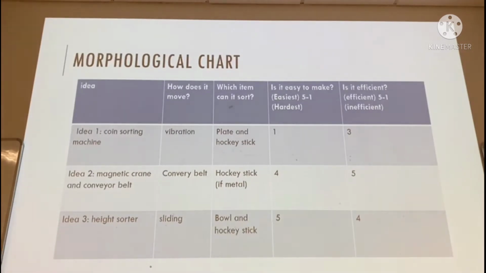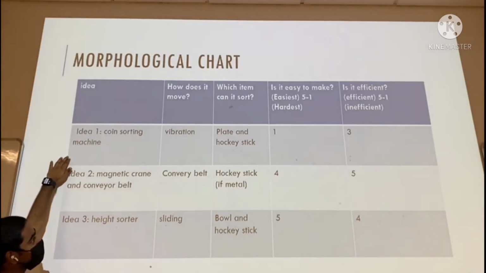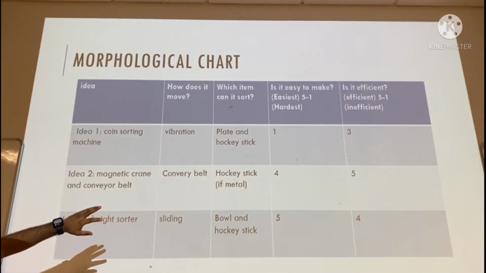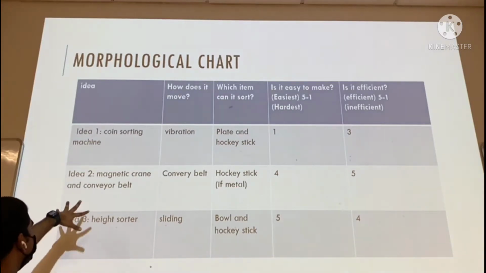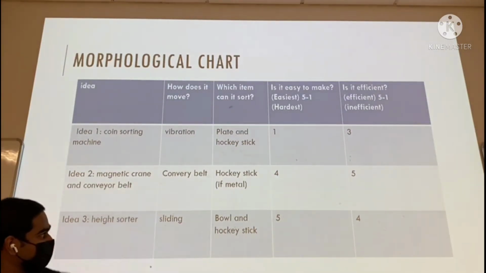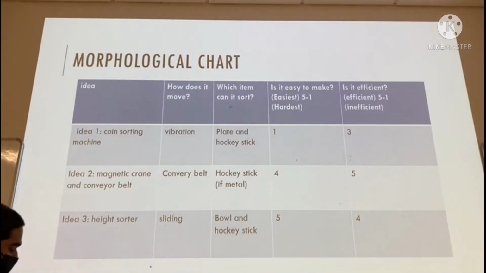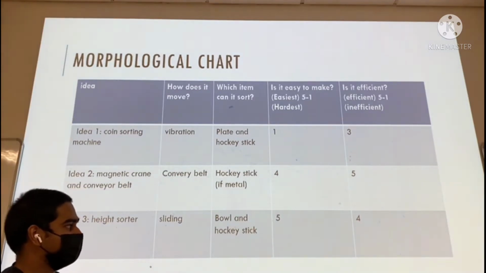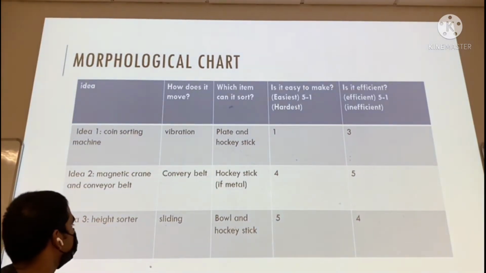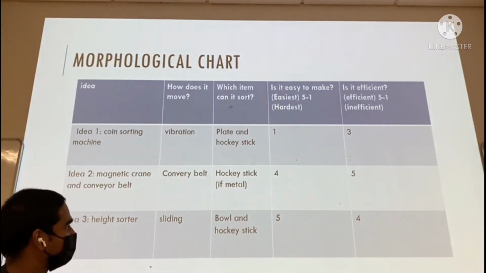Okay, so this morphological chart, there were 3 ideas we had. The first idea was a coin sorting machine. The idea was good, but the spoon separation was a bit hard. The second idea was a magnetic crane and conveyor belt, which was a good idea. We could separate the bowls, spoons, and the plates, but the problem was the kit we were given was plastic, so we couldn't use the magnet, as the spoon we were given is plastic.